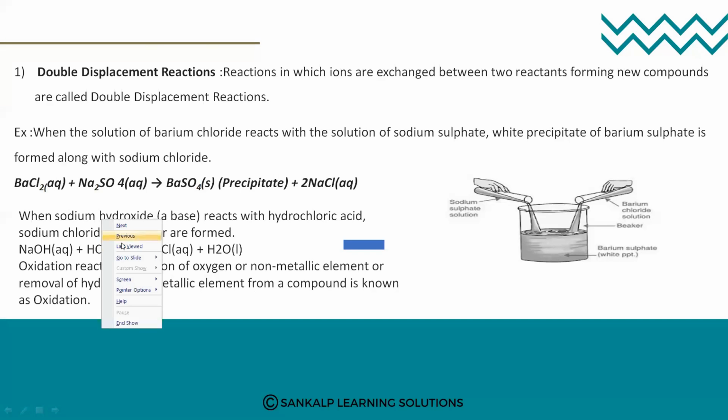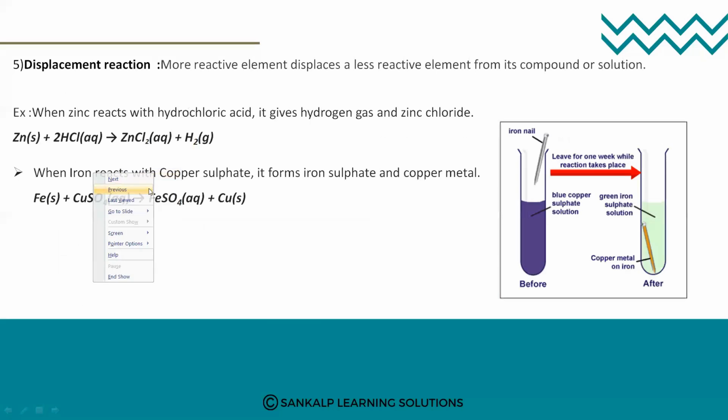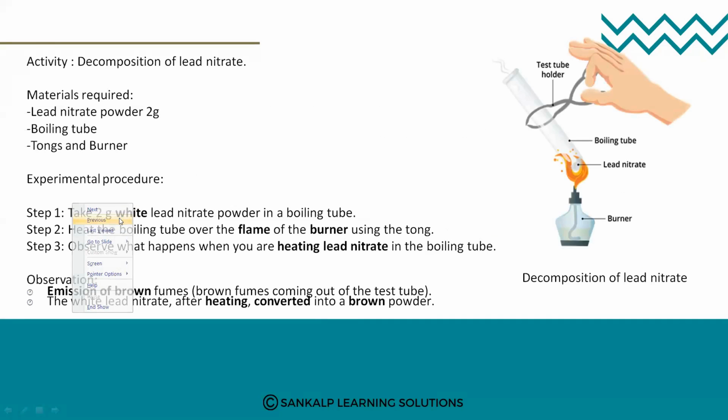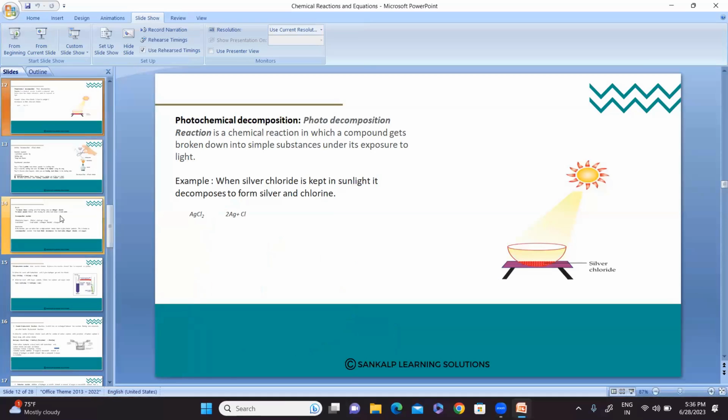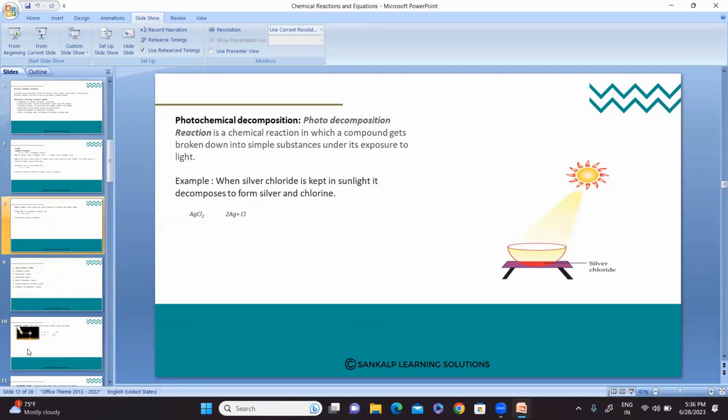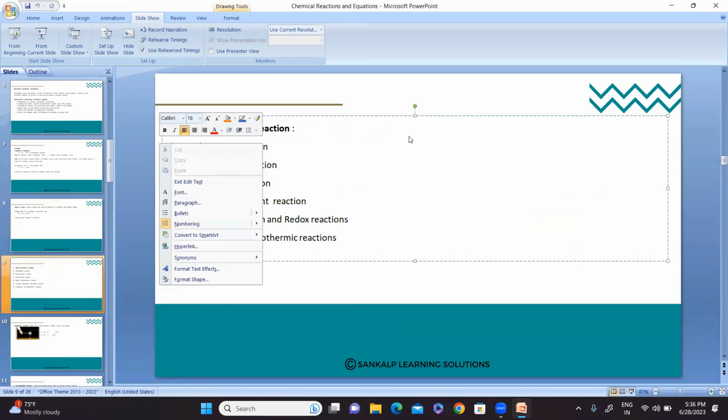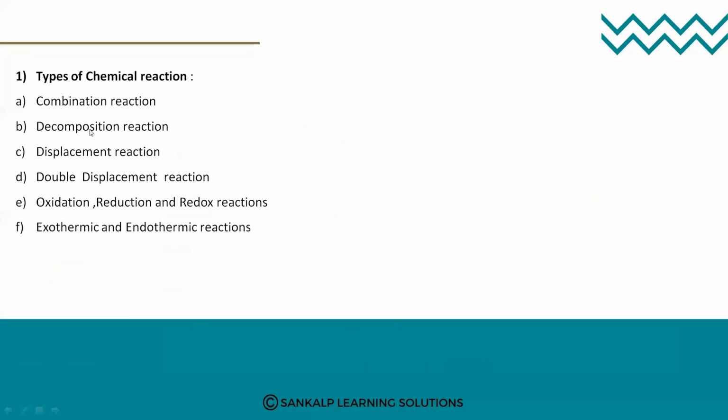So these were some of the reactions. Now we'll see what all we have completed in the reaction part. We have completed combination reaction, decomposition reaction, displacement reaction, then double displacement reaction. Next is oxidation, reduction, and redox reaction. So next we'll see what is oxidation, what is reduction, and what is redox reaction.